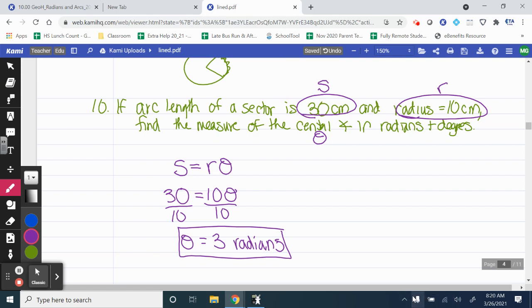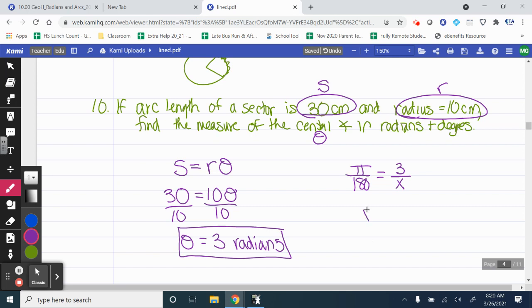Now go ahead and convert that to degrees. So since we're going from radians to degrees, if it had a pi in it, I could have subbed in 180 degrees, but it does not. So I need to put the 3, since it's radians, across from the pi and solve for x. So pause your video here and cross multiply to find out what this would be in degrees. And since it doesn't say to round, we'll leave it as an exact value.